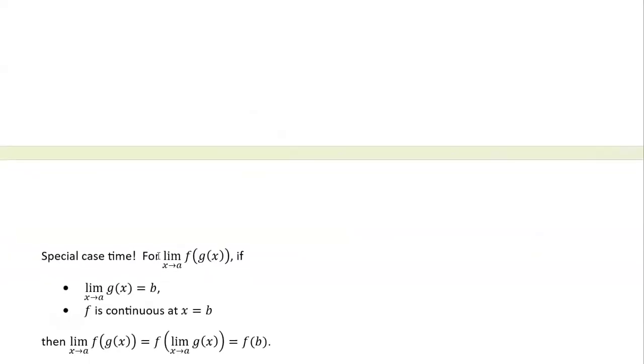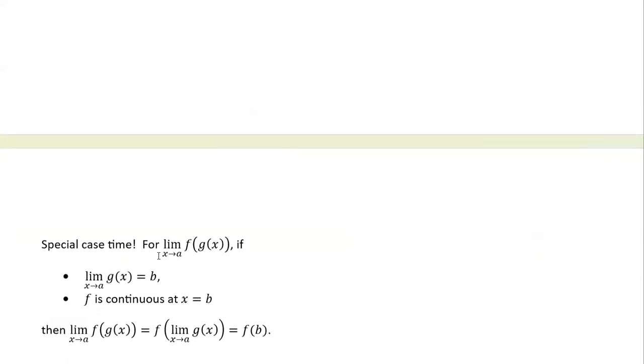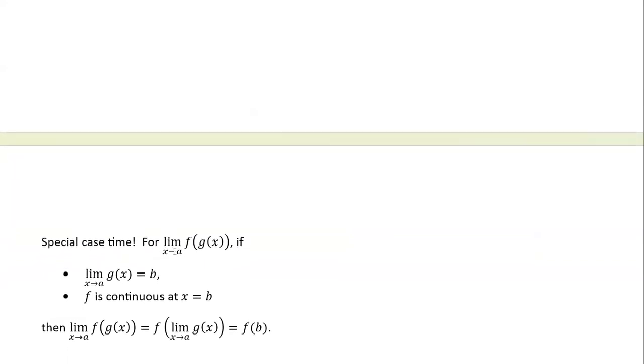Here's a special case now. This is the important one that all students need to know, no matter if AP calculus or calculus at university or community college. This is very common from my experience. So if we have the limit as x approaches a of f of g of x, a composite function still, and if the limit as x approaches a of g of x is equal to b, and f is continuous at x equals b, then the limit as x approaches a of f of g of x equals f of the limit as x approaches a of g of x, which is equal to f of b.